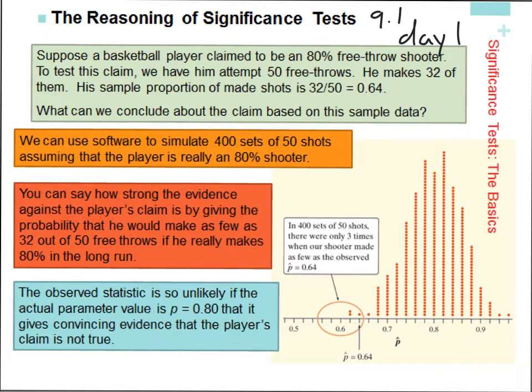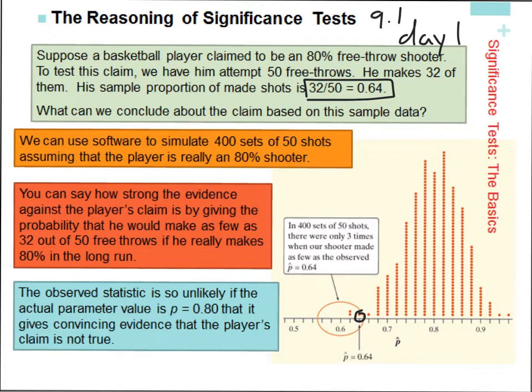Something about the problem gives us a reason to suspect a certain value, like an individual that claims they make 80% of their free throws. So this would be a proportion, that p is 0.8. Let's test the idea that p is 0.8. So we do a random sample of 50, and the individual makes 64%, which is right down here.